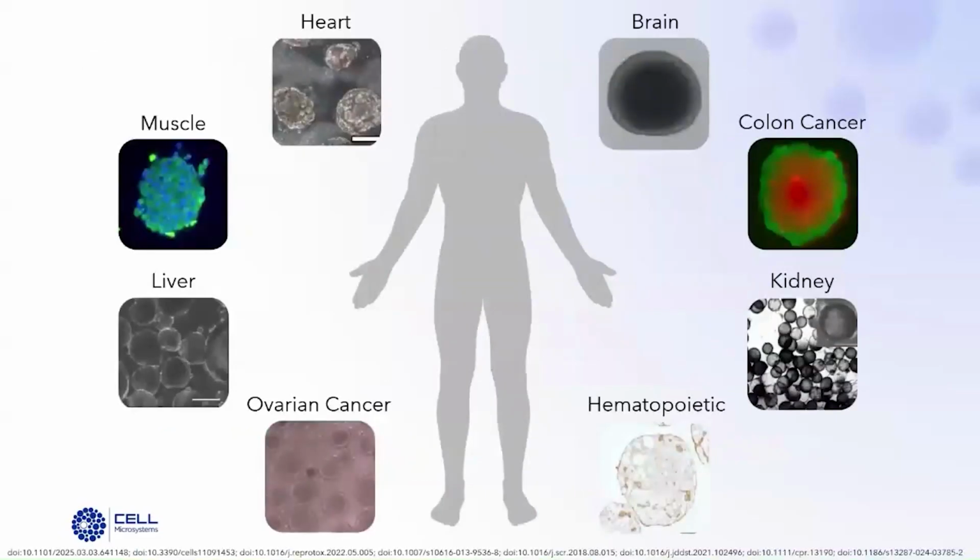Scientists are using the Zero to generate a very diverse landscape of cell types, and each of these images represents methods that have been developed using the Zero. So this highlights the broad applicability of this technology for 3D culture.